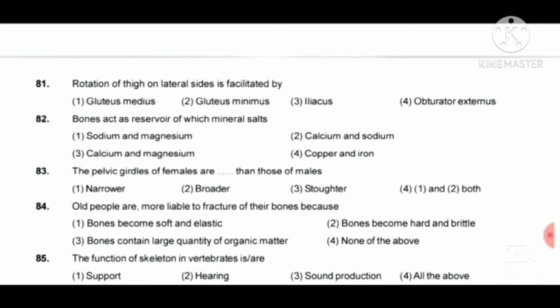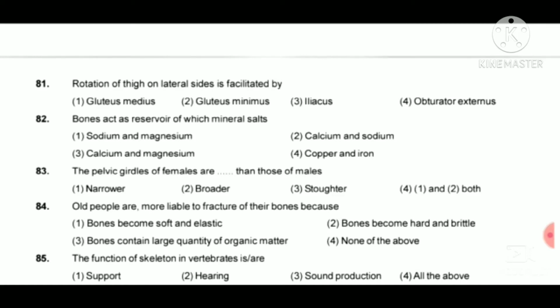Next is question number 82. Bones act as reservoir of which mineral salt? Number 1, sodium and magnesium. Number 2, calcium and sodium. Number 3, calcium and magnesium. Number 4, copper and iron. And the answer is option number 3, calcium and magnesium. Next is question number 83.